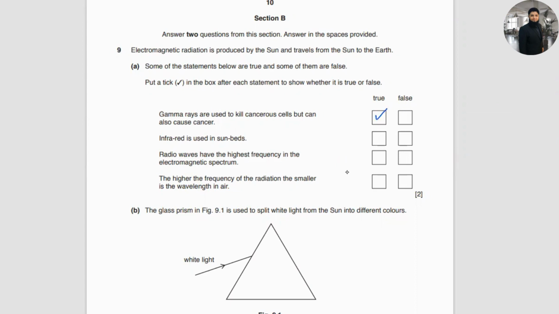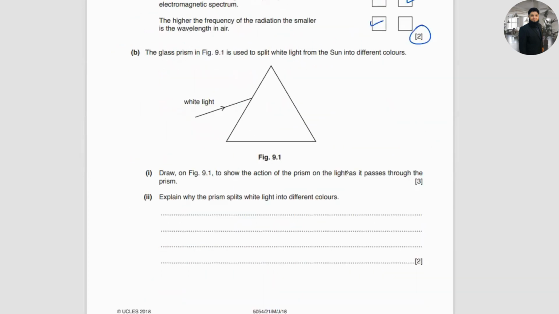Infrared is used in sunbeds. False. Radio waves have the highest frequency in the electromagnetic spectrum. No, lowest होती है. False. The higher the frequency of the radiation, the smaller is the wavelength in air. True. 2 marks.